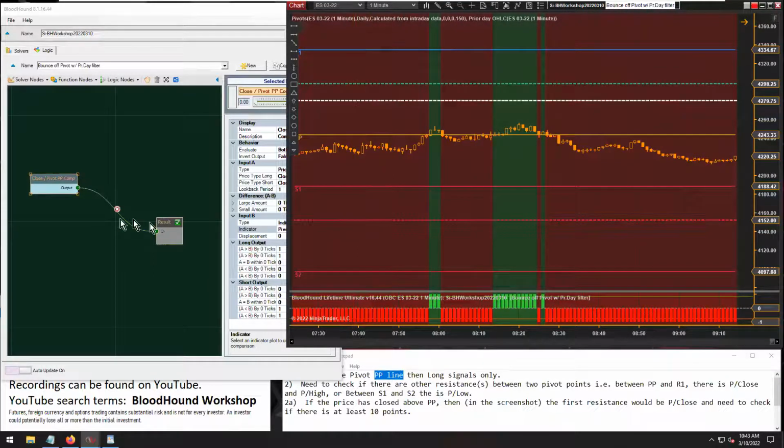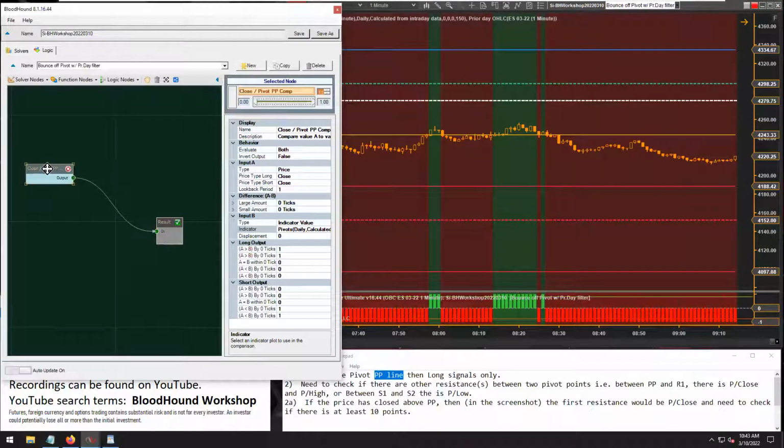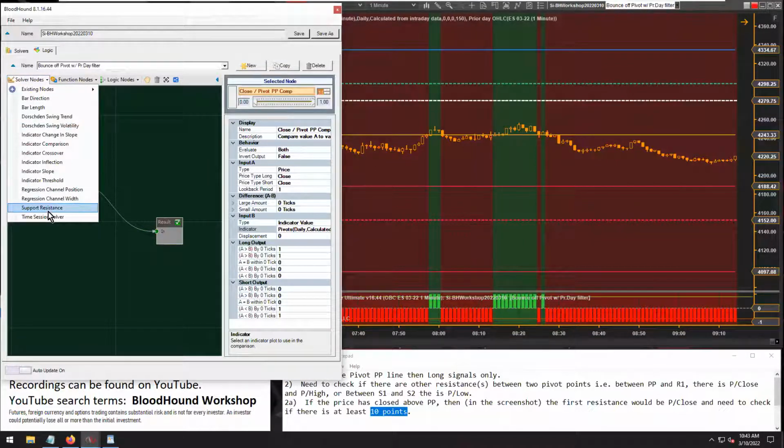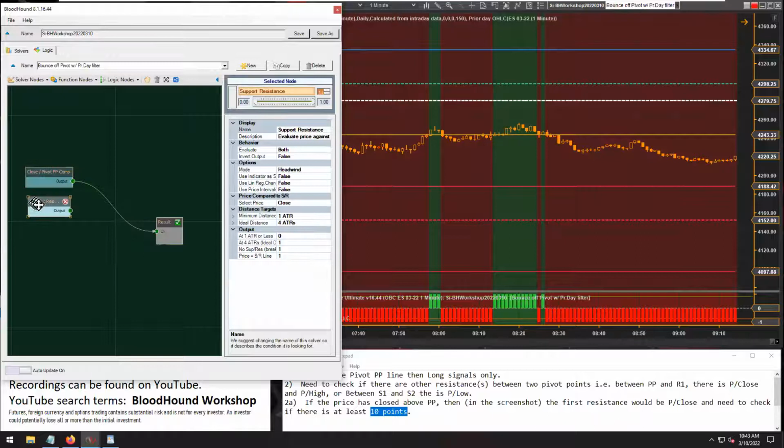So the next filter is checking for 10 points of clearance there. And to do that, we are going to use a support resistance solver to verify that there is that 10 points of clearance, to filter out any kind of long or short signal. So we're going to grab a support resistance solver, plug that in there.